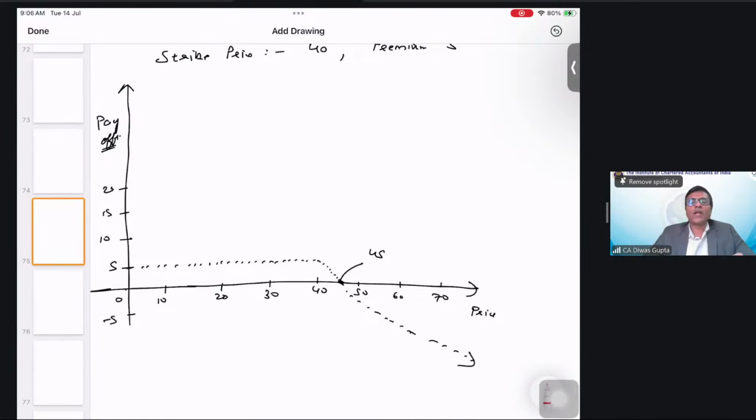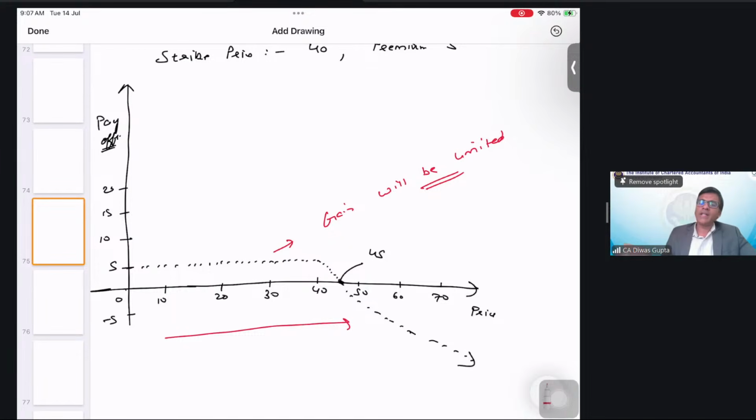Now, in this case, since we are talking from the perspective of the option writer, the gain will be limited to the maximum amount of premium. And the moment share price goes up, right? If you see, if we go towards the right, it is going up. The moment it goes up, it will lead to losses for the option writer, as we discussed, right? Because higher the price, it will mean losses for the option writer.